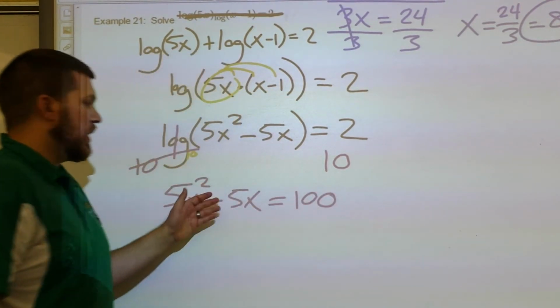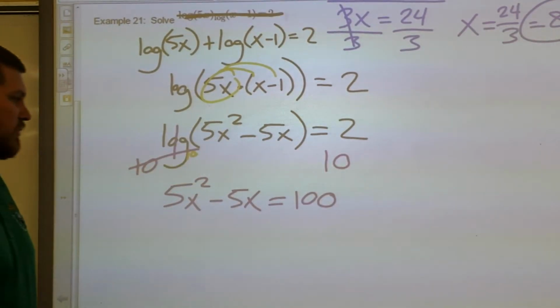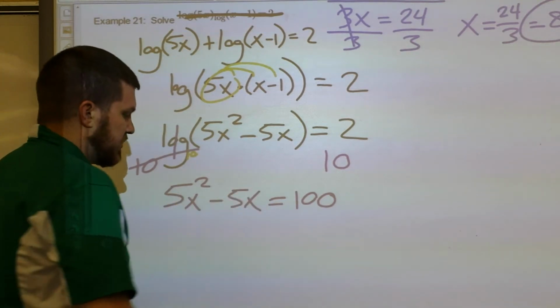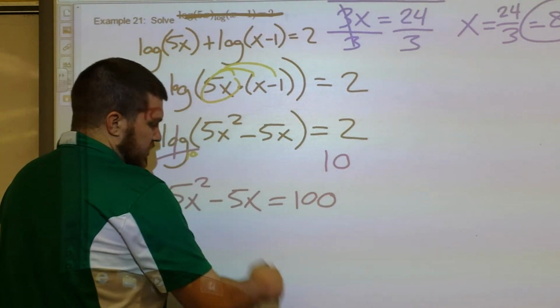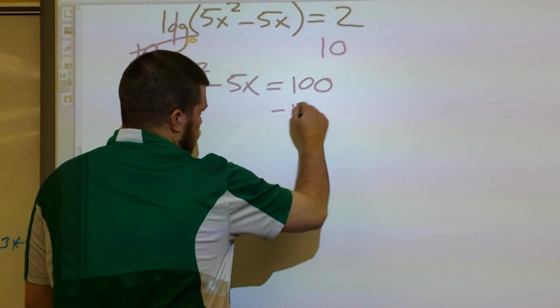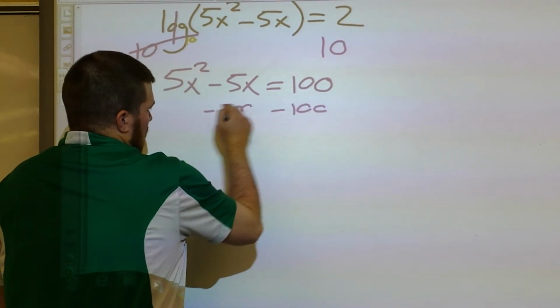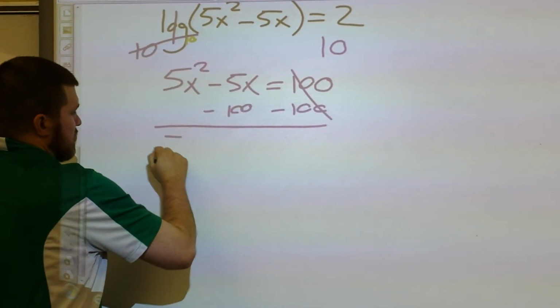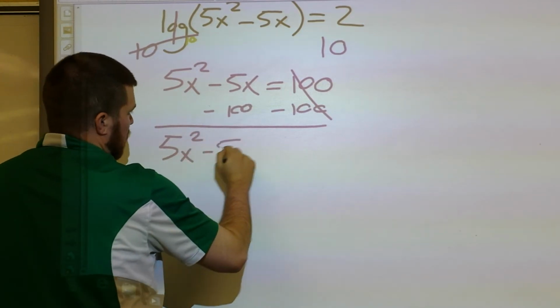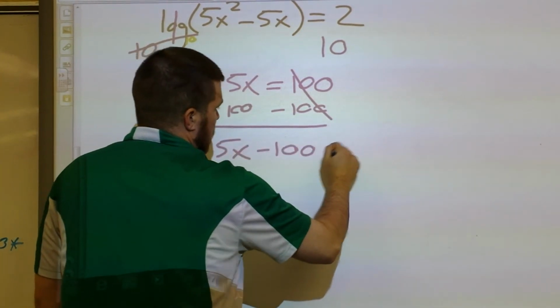And now I have a regular quadratic equation like we've done before. So what I'm going to do is first get everything on the same side by taking 100 over to the left by subtracting, and just combine like terms. So 5x squared minus 5x minus 100 equals 0.